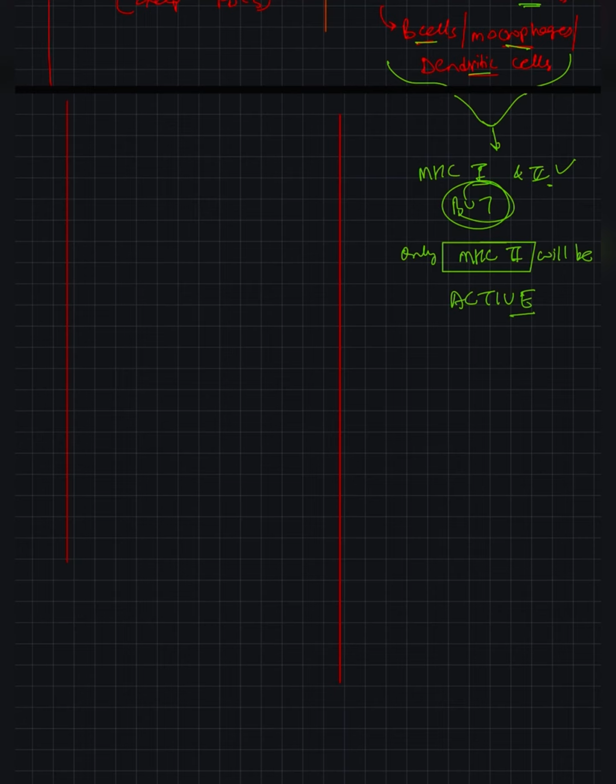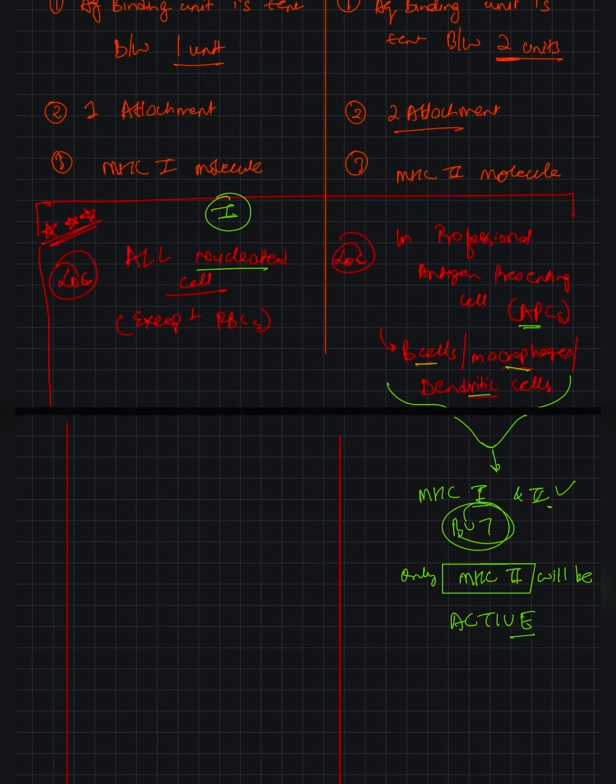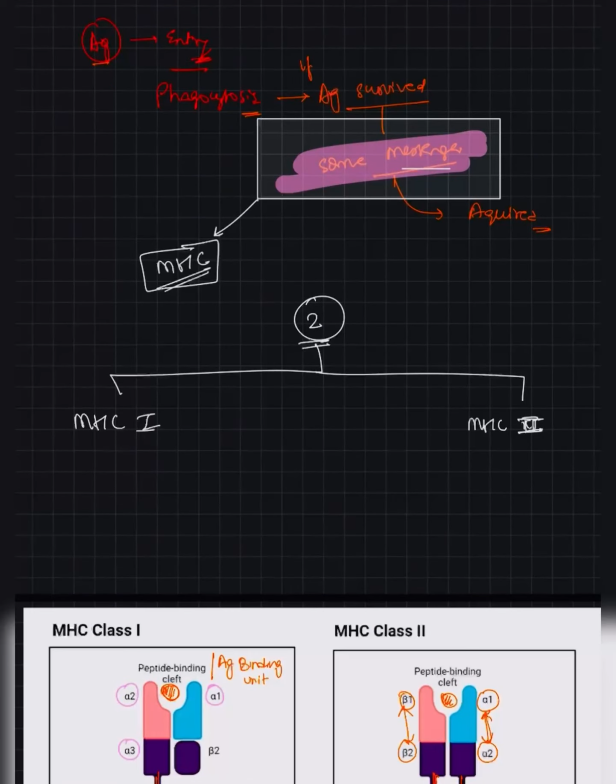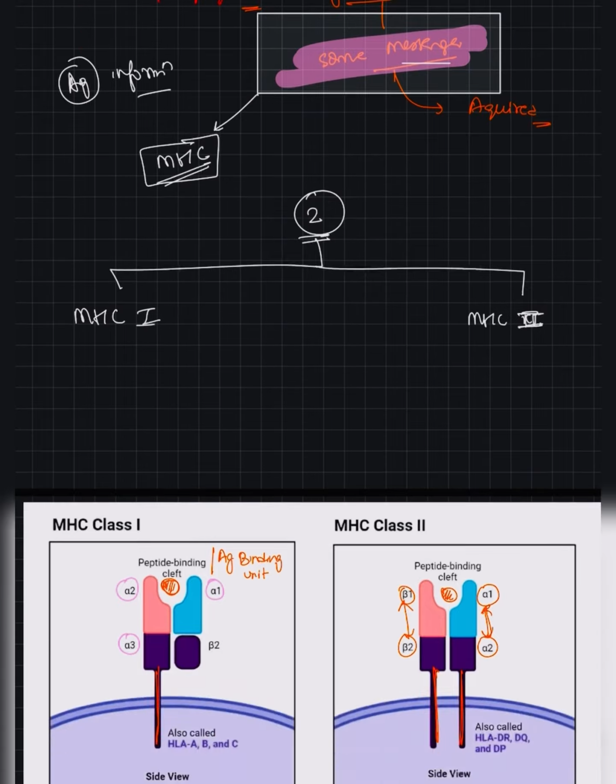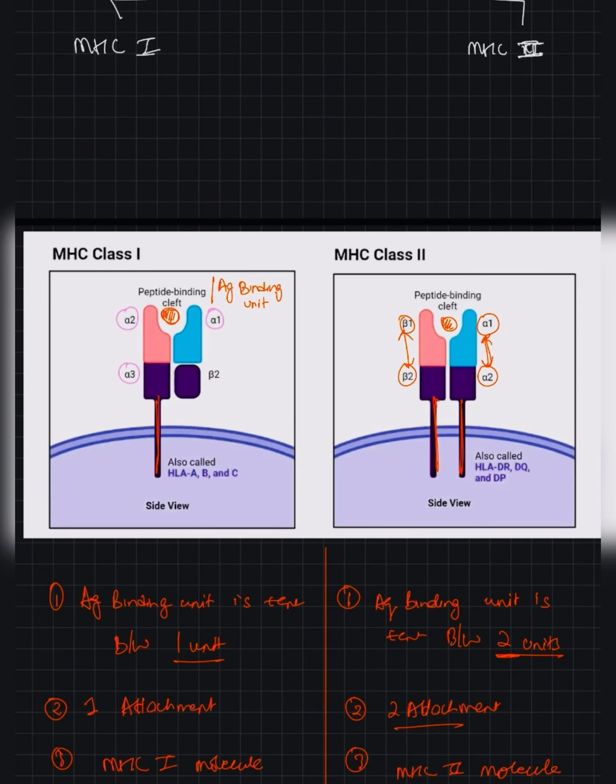Now what we need to look at is, since these are messengers, as I said, that MHC will take the information. Now, who is the information? It is the antigen, which is the information. So, MHC1 has an antigen binding unit. It means that it will carry antigen.